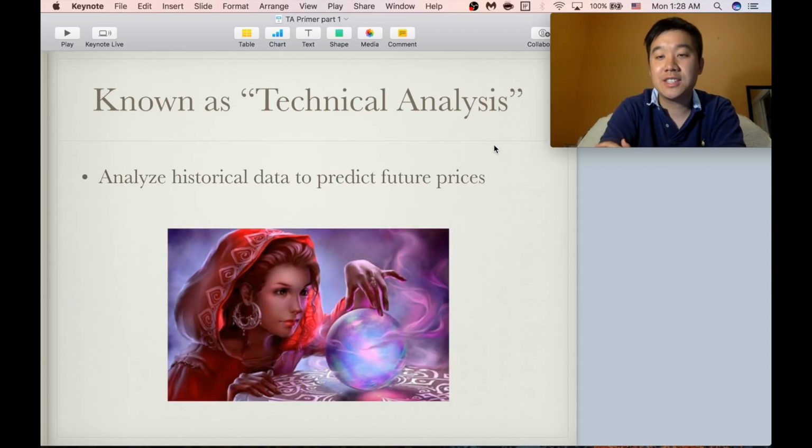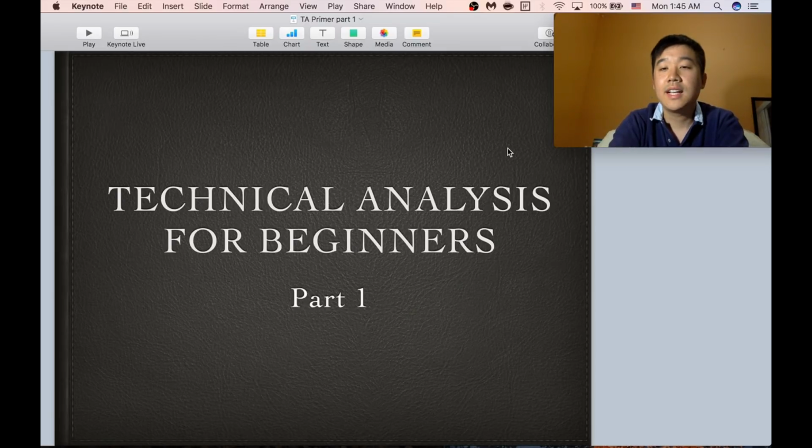what they're doing is known as technical analysis. And the gist of this is that they're trying to use historical price data to forecast future price movement. You may still think this sounds like a lot of fortune-telling voodoo magic, and I used to think the same. But as I took a deeper look into it, it's actually based on quite a bit of logic. And so without further ado, I want to introduce to you my multi-part video series on technical analysis for beginners.